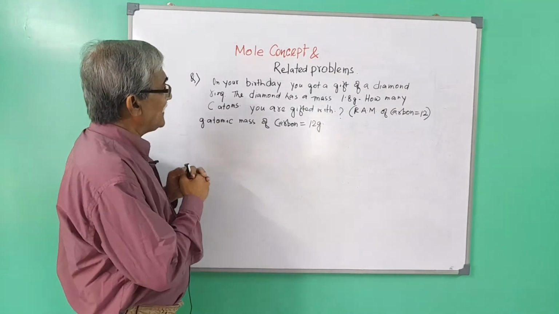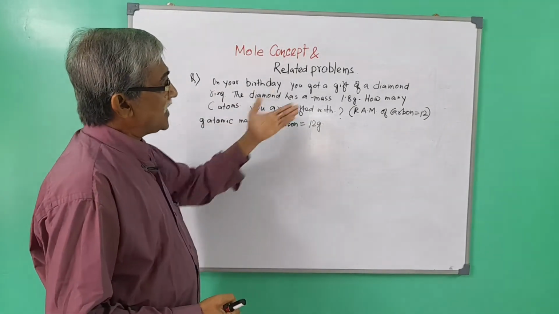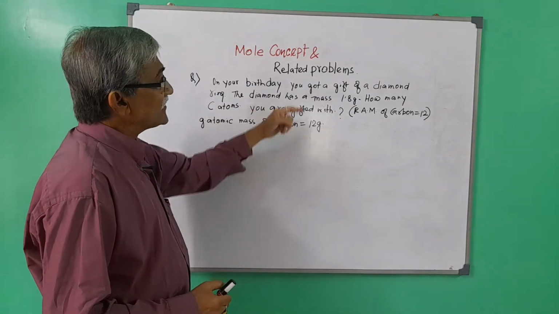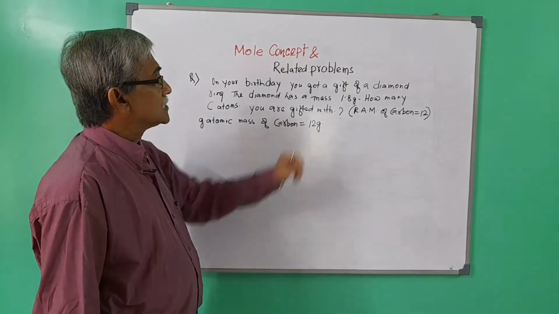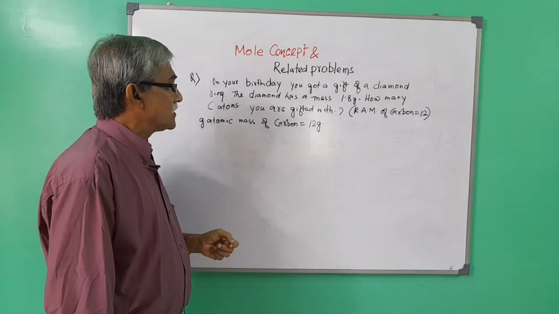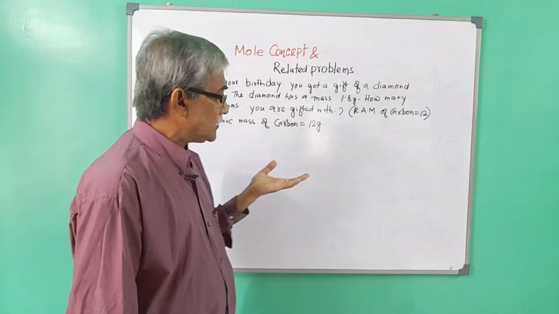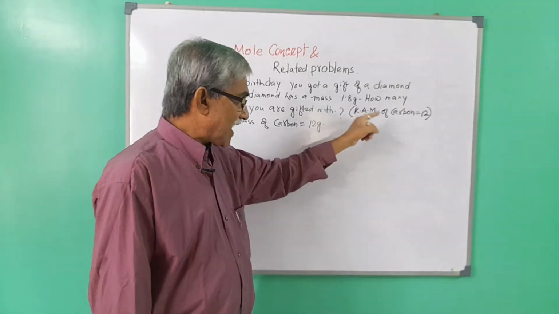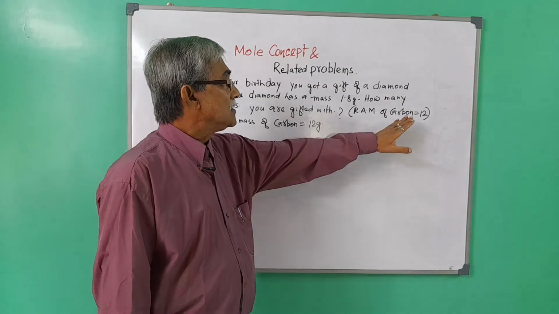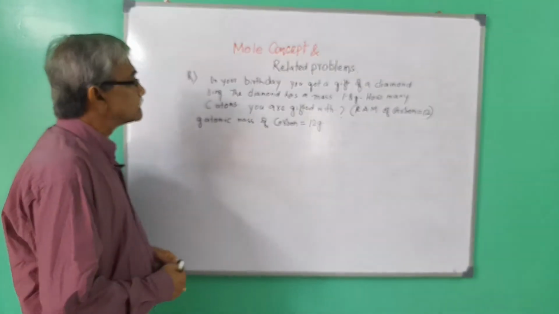Now take a practical example. On your birthday, you got a gift of a diamond ring. The diamond has a mass of 1.8 gram. And the question is, how many carbon atoms you are gifted with? It is given that the RAM, the relative atomic mass of carbon, is 12. You know that relative atomic mass has no unit. Okay? You want to do this sum?